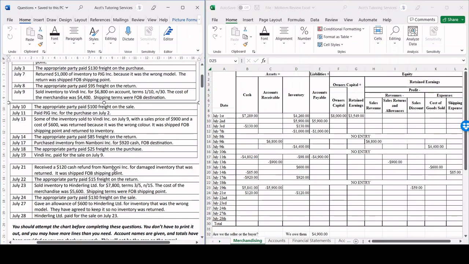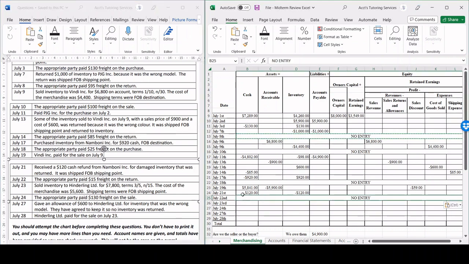Now, FOB shipping point, think about this from a logical standpoint. Since the inventory was damaged, we're not going to pay for this. So the appropriate party paid $15 freight on the return, July 22nd. That's going to be no entry because that's going to be for the seller.